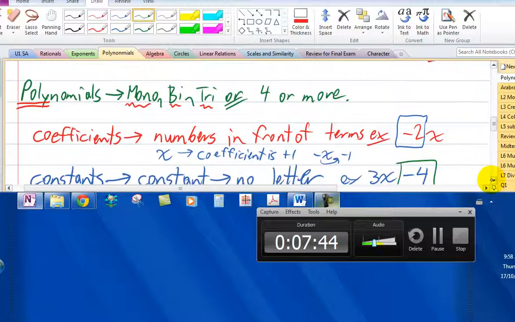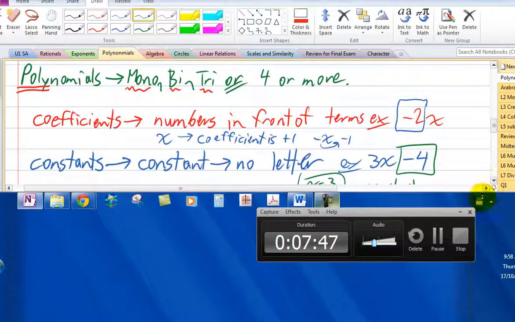All right. Constants. So constants are constant. Their value does not change. So the constant has no letter. It's always the same value. It's just the number by itself.